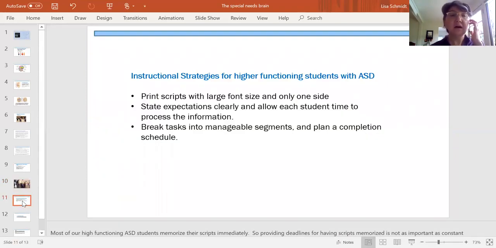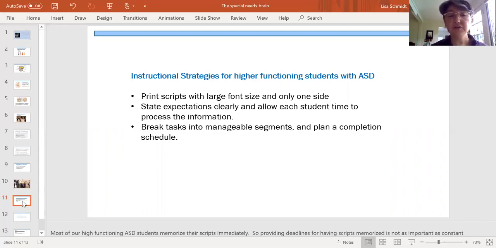Yes, there are some instructional strategies that I'm only using for our higher functioning students, because those are the ones who can read. So we print scripts with very large font size and only on one side, so that the flipping of those sides doesn't become confusing. We state expectations very clearly. We allow them time to process those instructions. And then we break those tasks into manageable segments and plan for a completion schedule.